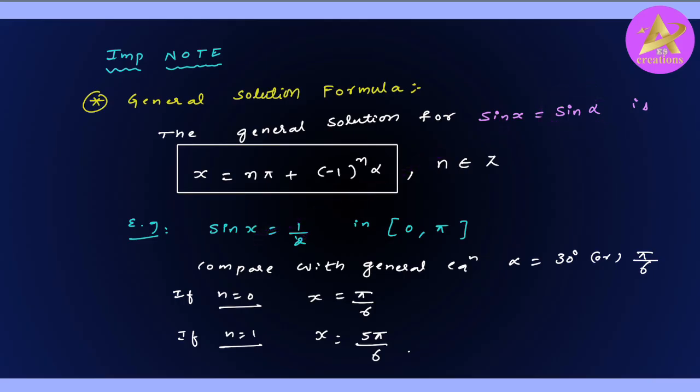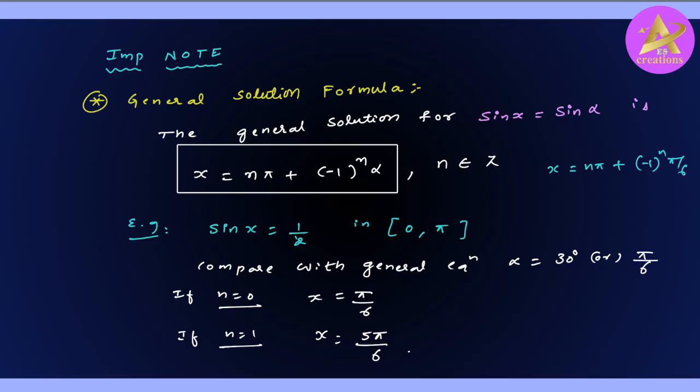Which angle do you take to get 1 by 2? That is 30 degrees. If you take alpha equal to 30 degrees, then only we get 1 by 2. 30 degrees is pi by 6. So we got alpha equal to pi by 6. Just write down here, x is equal to n pi plus minus 1 power of n, where alpha is pi by 6.